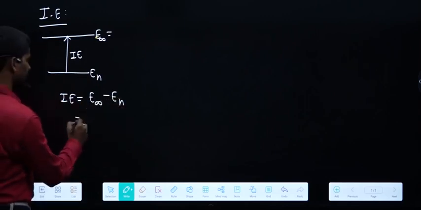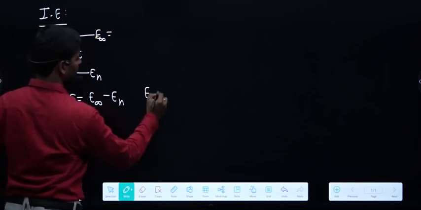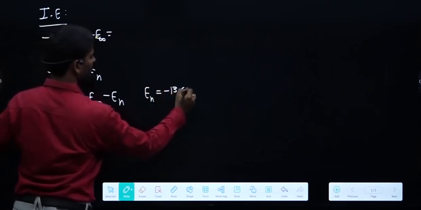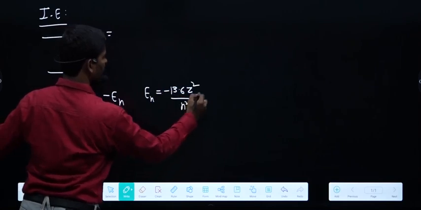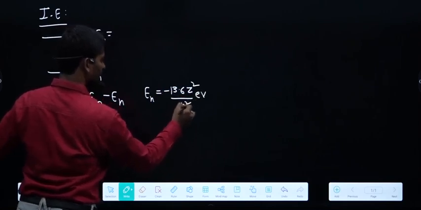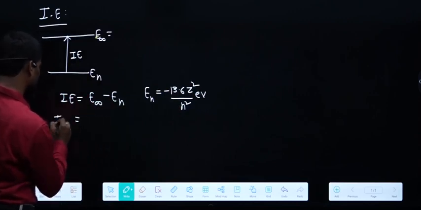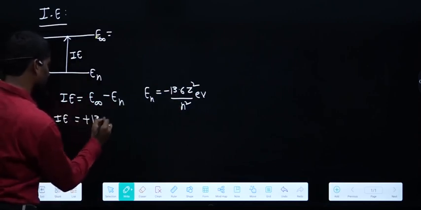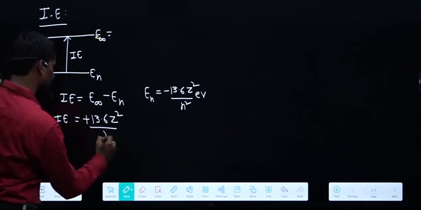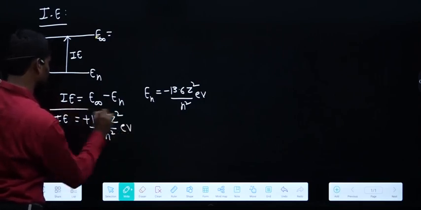So E infinity, what is the expression for En? Minus 13.6 into Z square by n square electron volts. But if you substitute n is equal to infinity, we will get 0. So E infinity is 0. Minus En means ionization energy is equal to plus 13.6 into Z square by n square electron volts. This is the general expression for ionization energy.